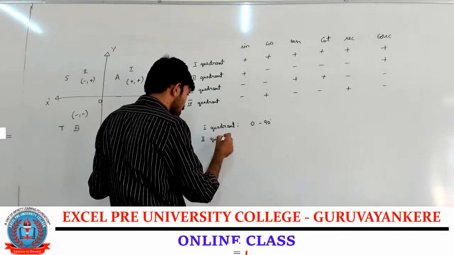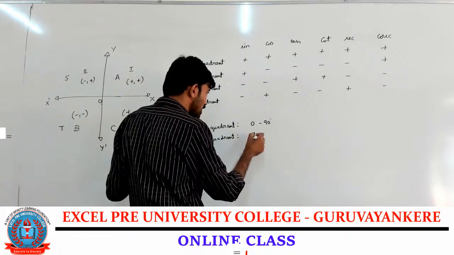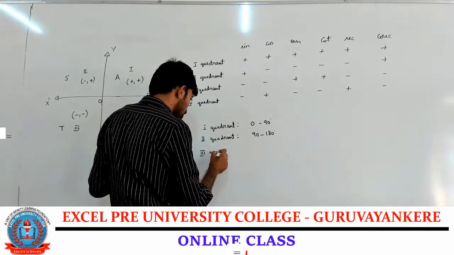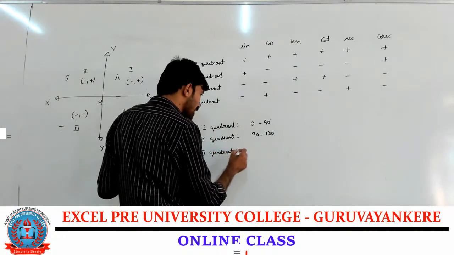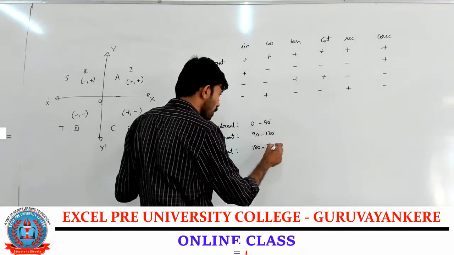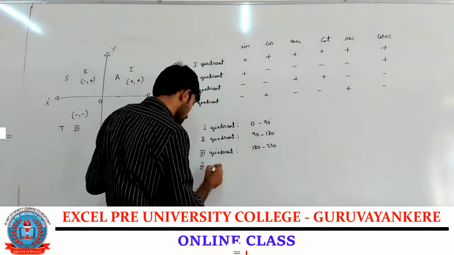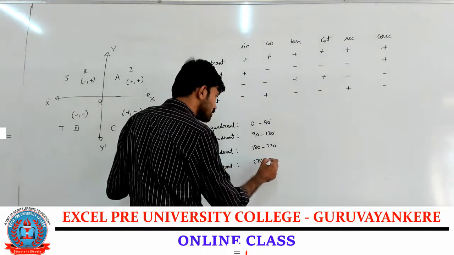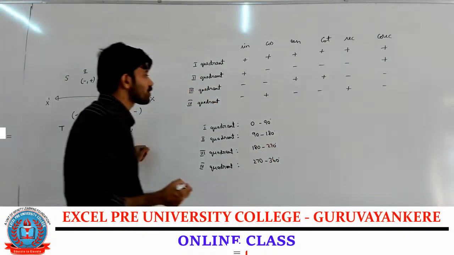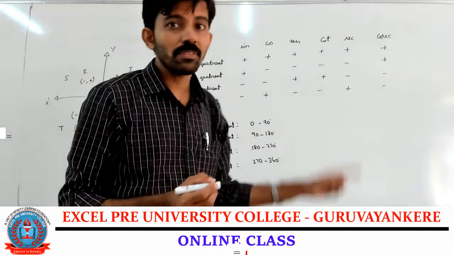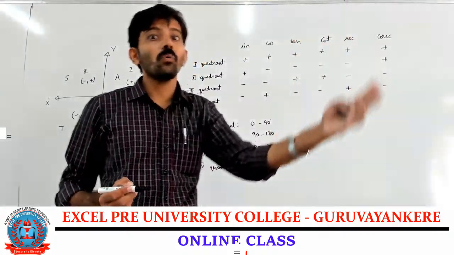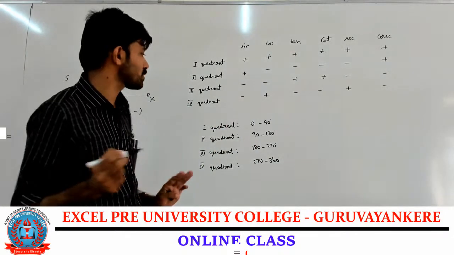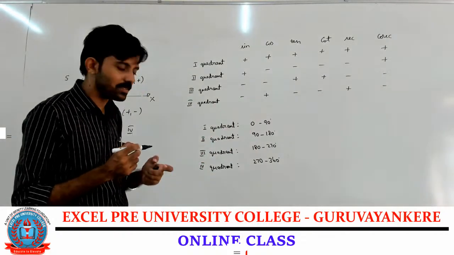Second quadrant varies from 90 to 180. Third quadrant varies from 180 to 270. Fourth quadrant varies from 270 to 360. Note this down. First quadrant is 0 to 90, second quadrant 90 to 180, third quadrant 180 to 270, fourth quadrant is 270 to 360. These are very basic. You must know all these things.